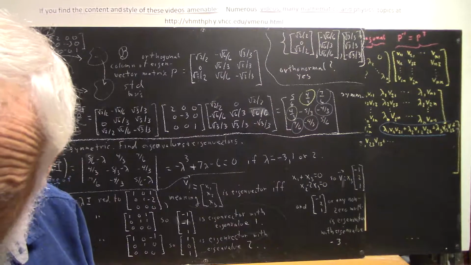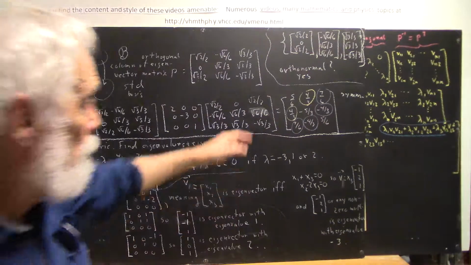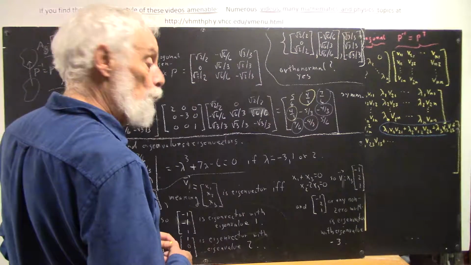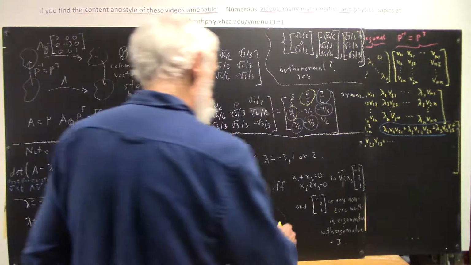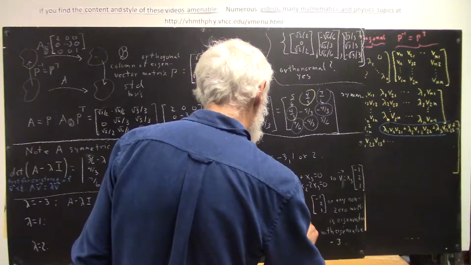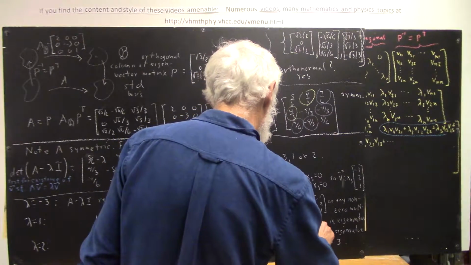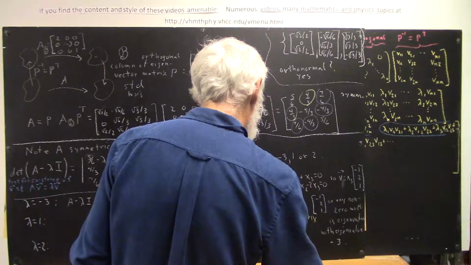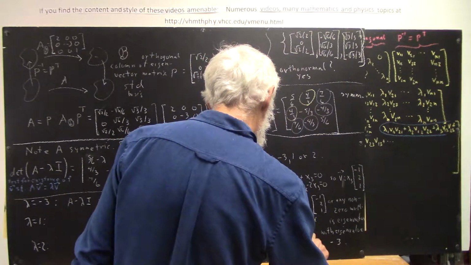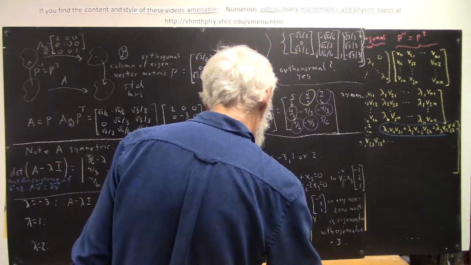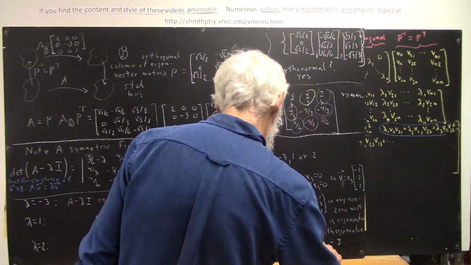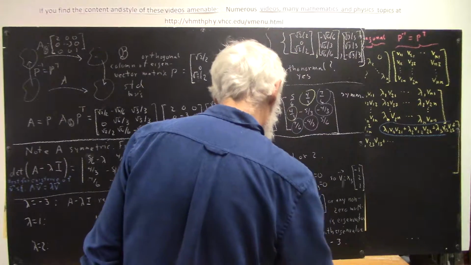And it's worth noting that if this matrix is symmetric, these eigenvectors will be orthogonal. So a symmetric matrix implies orthogonal eigenvectors.